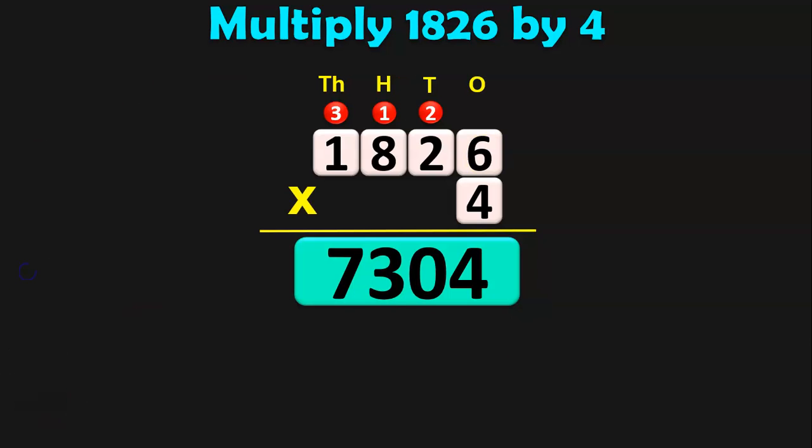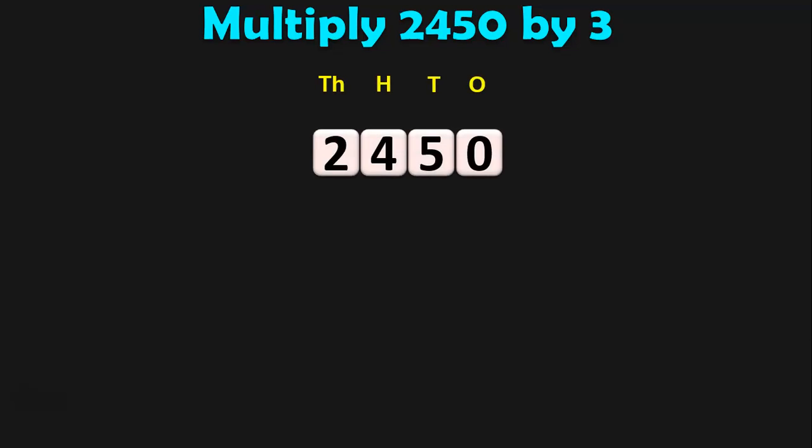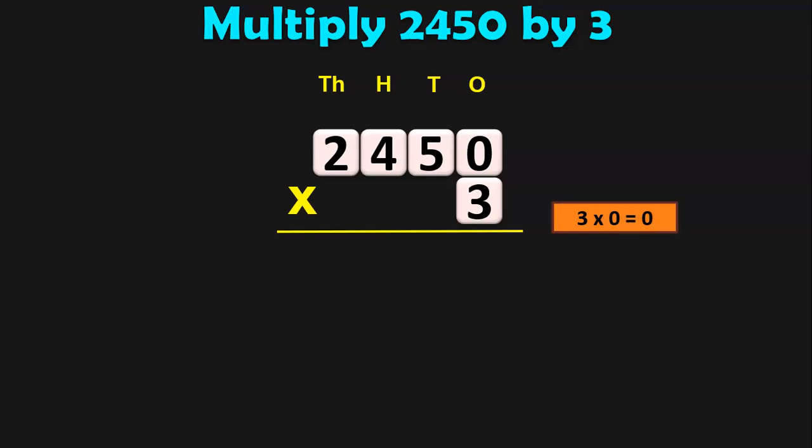Let us do another type of sum. Multiply 2450 by 3. Write down the 4-digit number and the single digit number by which you are going to multiply in the ones place and begin the multiplication from the ones place now. 3 into 0 is 0. So write 0 in the ones place.